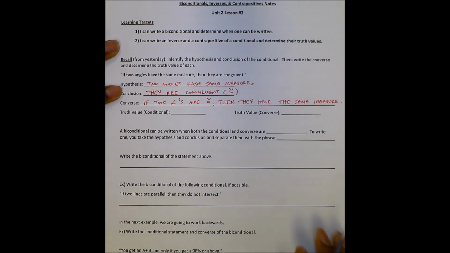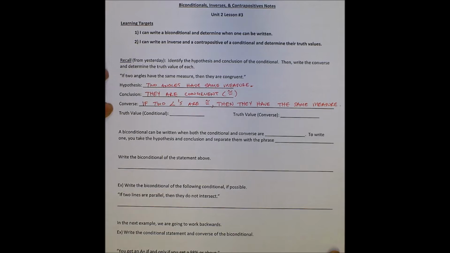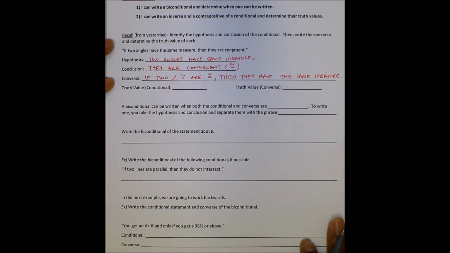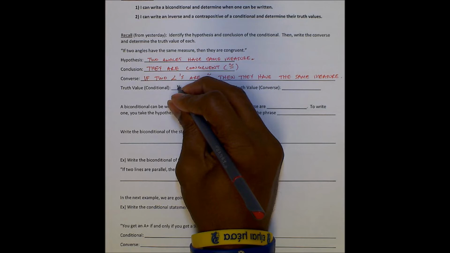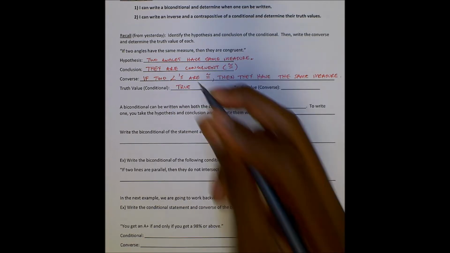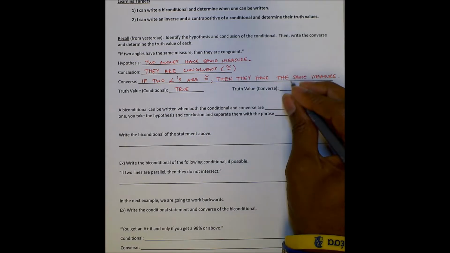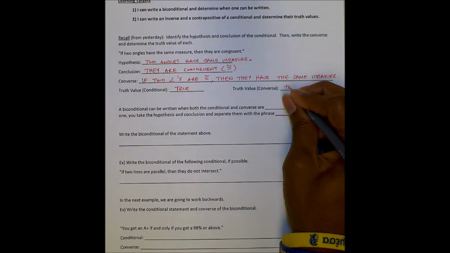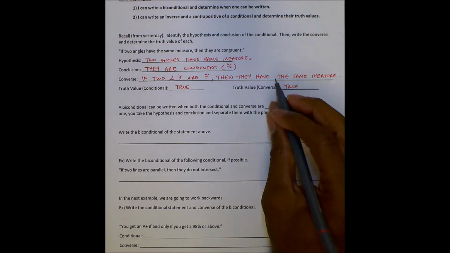Alright. Okay, and so now we're looking at the truth value. Remember, truth value just means is it true or false? We're going to look at the truth value of the statement. And so of the conditional statement, if two angles have the same measure, then they are congruent, that is true. That's what congruent means. And if two angles are congruent, then they have the same measure, that's also true. Okay, so here we have a situation where both the conditional and its converse are true. A biconditional can be written when both the conditional and converse are true.